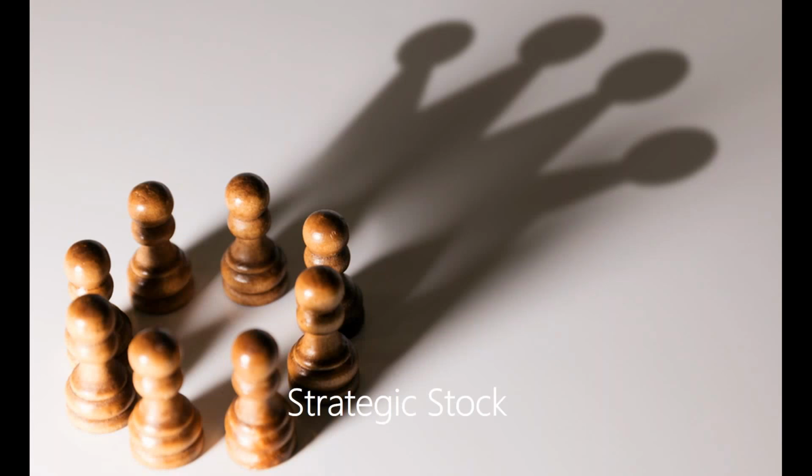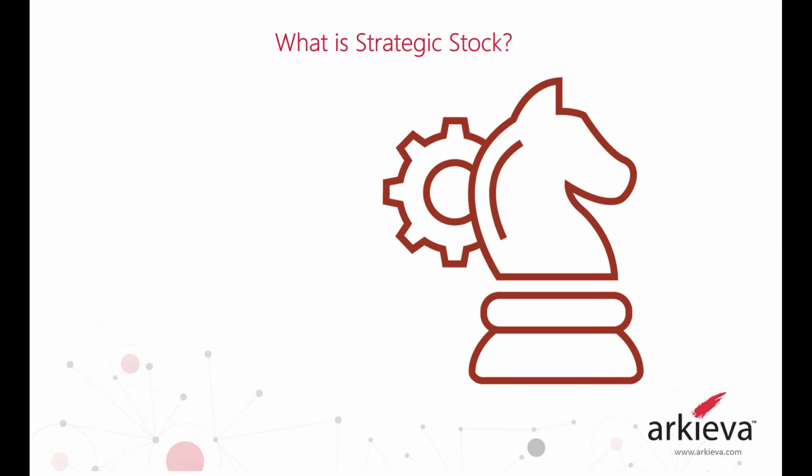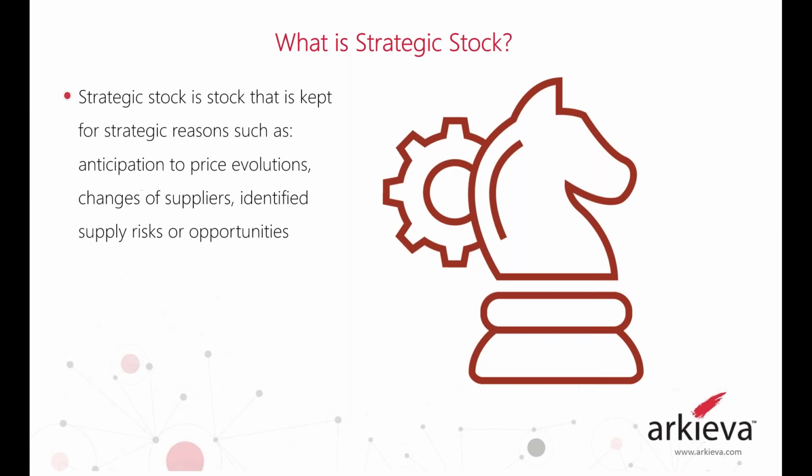So let's look first at strategic stock. So what is strategic stock? Strategic stock is stock that is kept for strategic reasons, as the name suggests, such as anticipation of price evolutions, anticipation of a change of suppliers, maybe to identify supply risks or opportunities. So if you, for example, anticipate that the entire market is going to change, the oil prices are going to go up, well, you might hold a strategic reserve of oil as strategic stock.